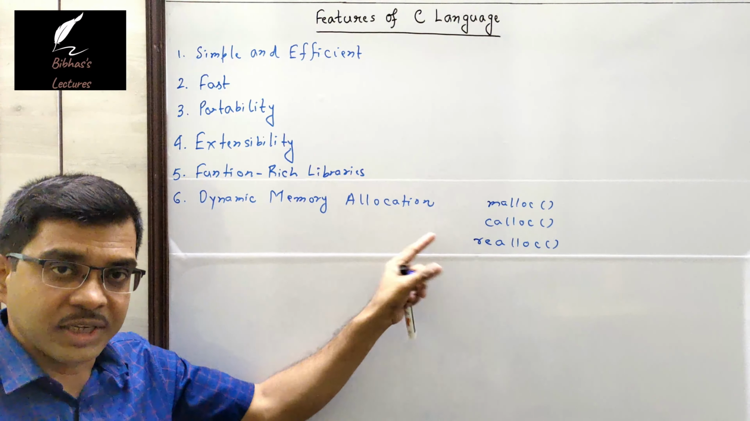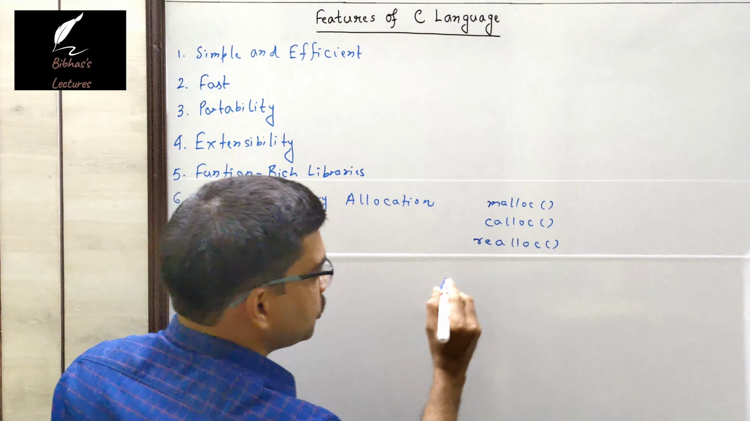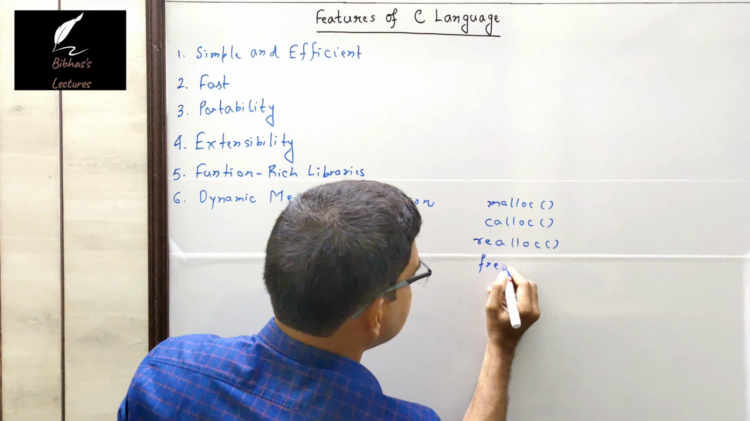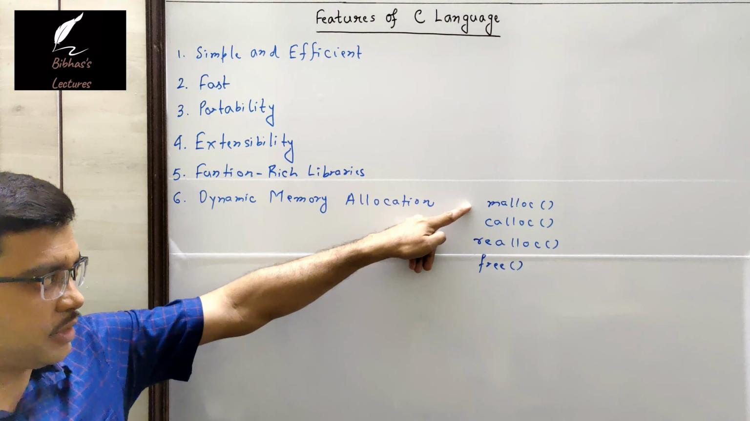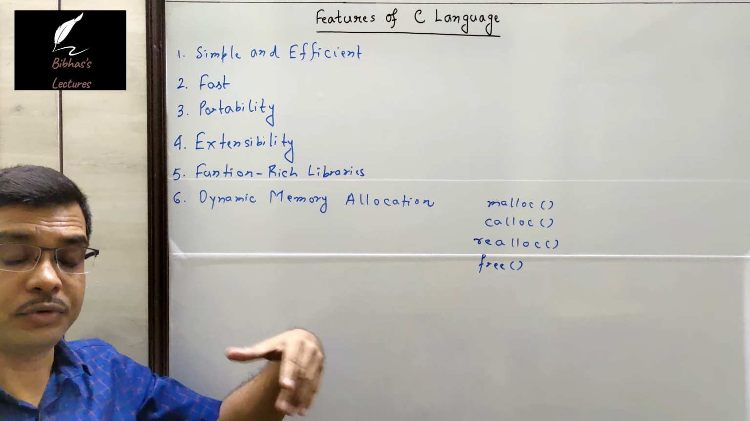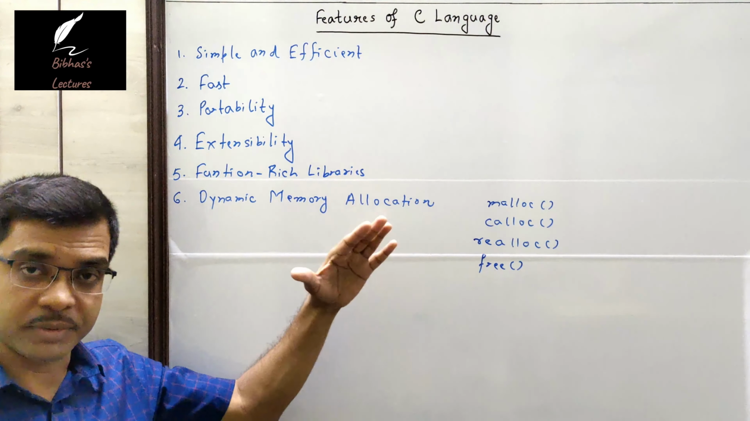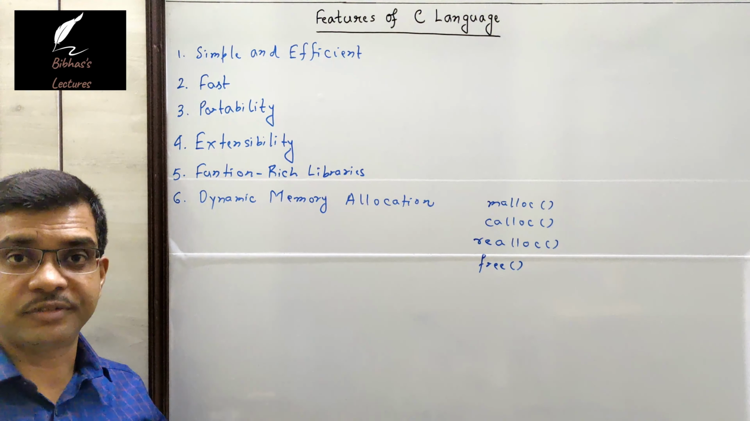So these three are built-in functions. Similarly, if you want to free up all the previously allocated space that you allocated using malloc, calloc or realloc, suppose you do not want to work with this memory anymore.